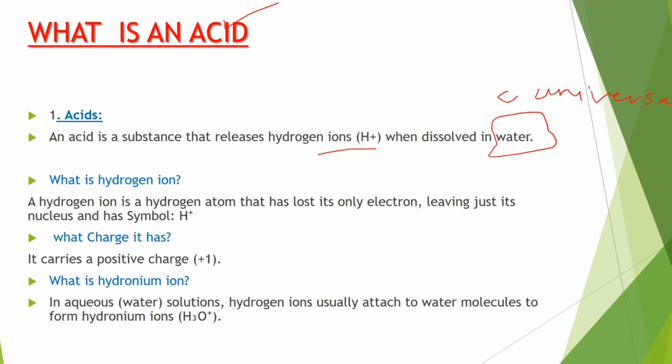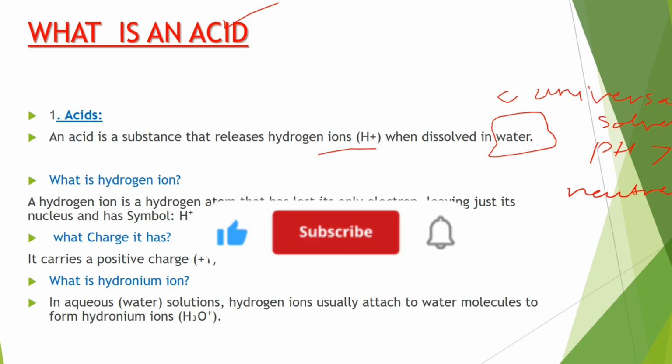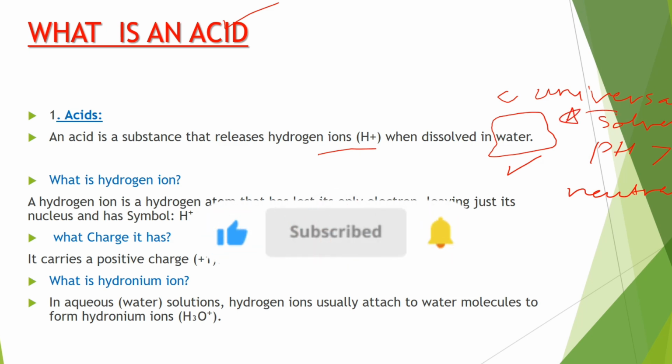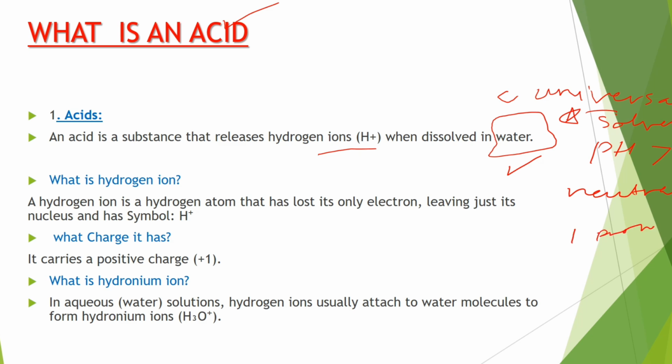universal solvent, and it has a pH of 7, which means it is neutral. So most of the chemical reactions which are studied will occur in water because it is a universal solvent.